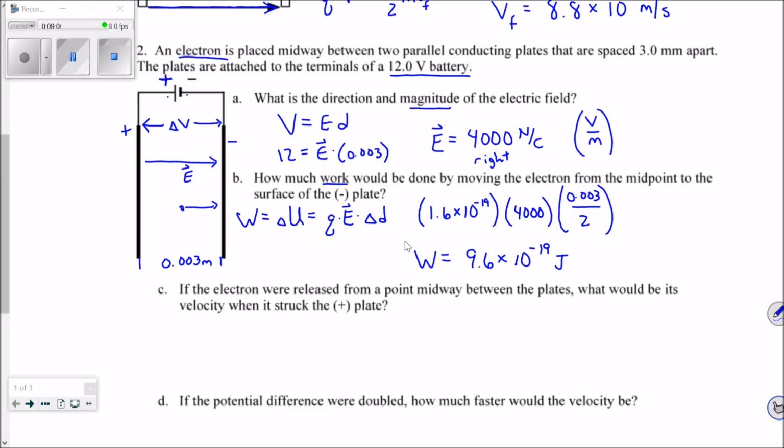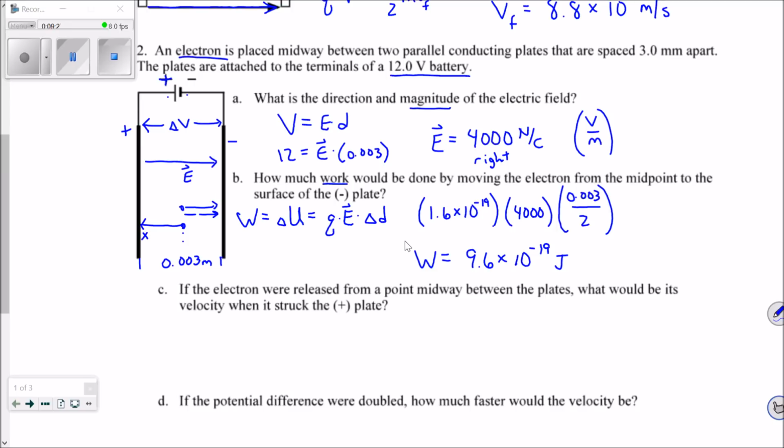If the electron, part C, were released from a point midway between the plates, what would be its velocity when it struck the positive plate? So instead of pushing it to the right like we did here, what we're looking at is what happens if we have it at the midpoint and we just let it go. Well, the electric force is going to move this thing over here to that positive plate. The energy that we have at this location is going to turn into kinetic when we reach our location here.